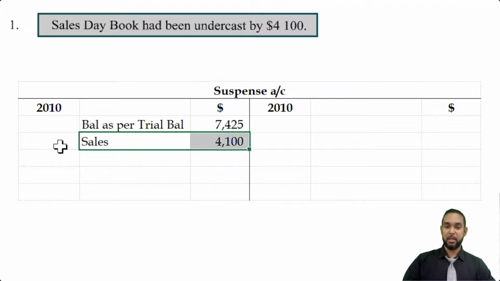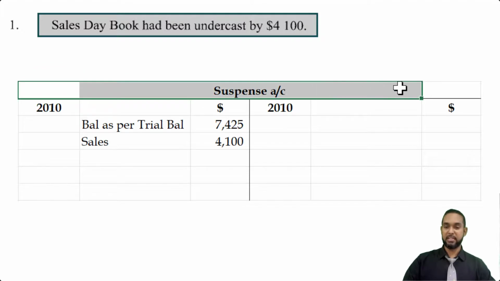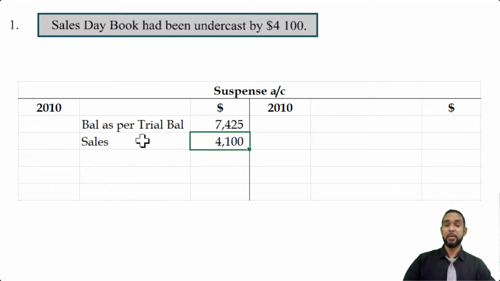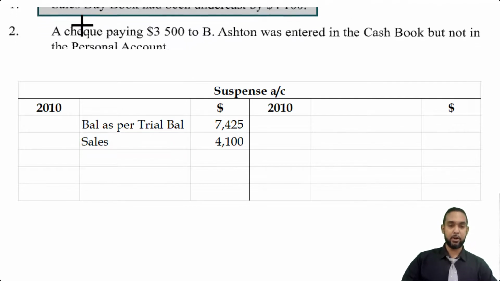This entry here is on the debit side of the suspense account, right? So we're debiting suspense for 4,100. This is the detail that tells us the other account affected by this transaction. So I repeat, this is not a debit to sales. This is a debit to the suspense account, okay? And it says that sales was the other account affected, which would have been credited because every debit needs a corresponding credit.